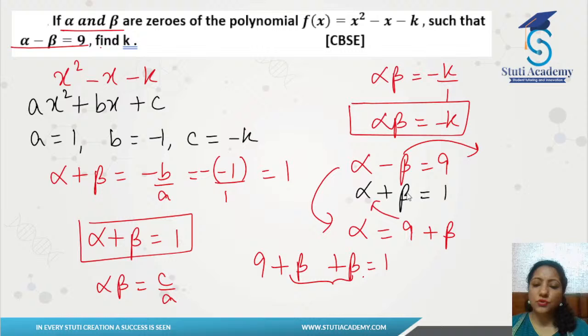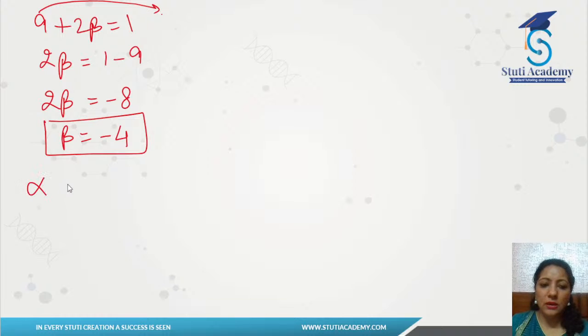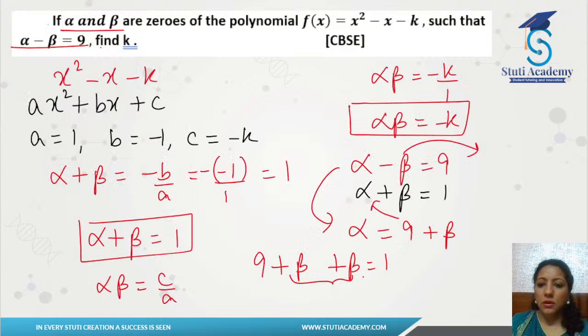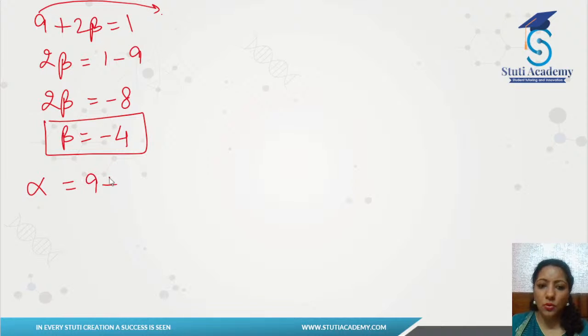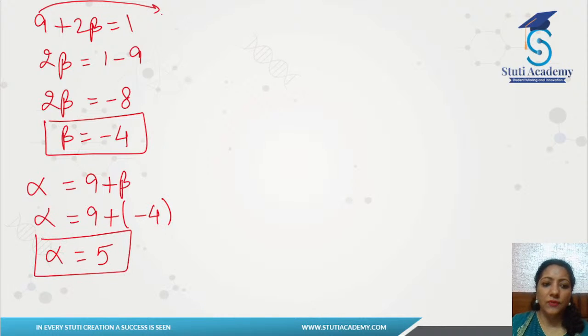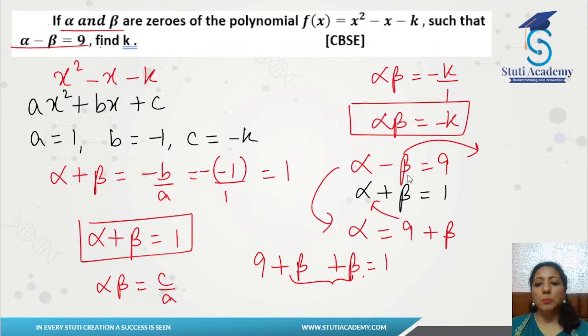And we have to now solve for alpha. So I'm going to put here beta is minus 4. So alpha is equal to 9 plus beta, we know. So alpha is equal to 9 plus minus 4. Finally, we have alpha as 5. So alpha is 5 and beta is minus 4. Now we've got the values of alpha and beta. We will now solve for k.